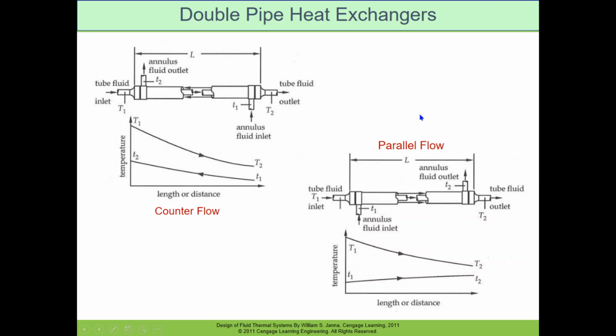So as you can see on your screen, we have a double pipe heat exchanger. There are two configurations given here. One is the counter flow and another one is parallel flow. We can see here the temperature profiles for counter and parallel flow heat exchangers. For the counter flow, the fluid enters at different ends, and for parallel flow, the fluid enters from the same end.